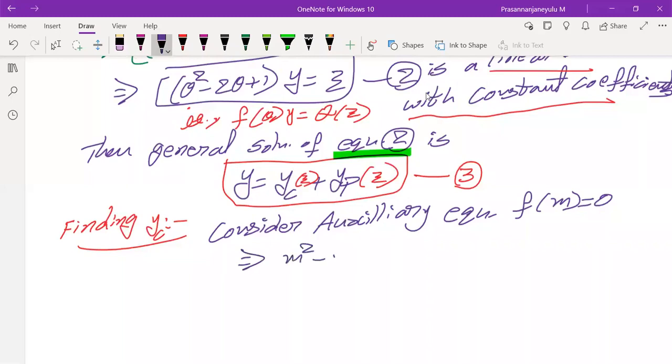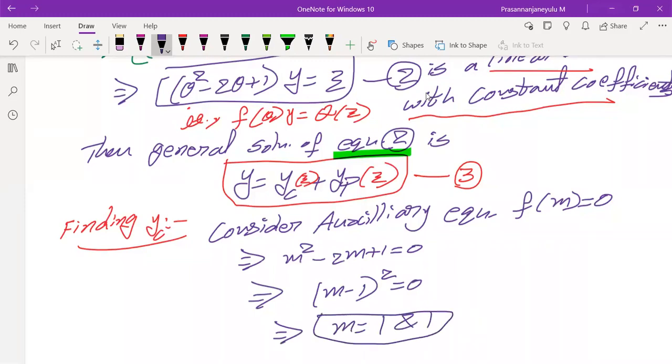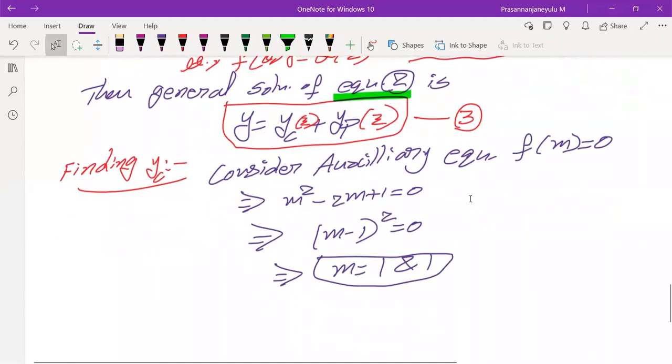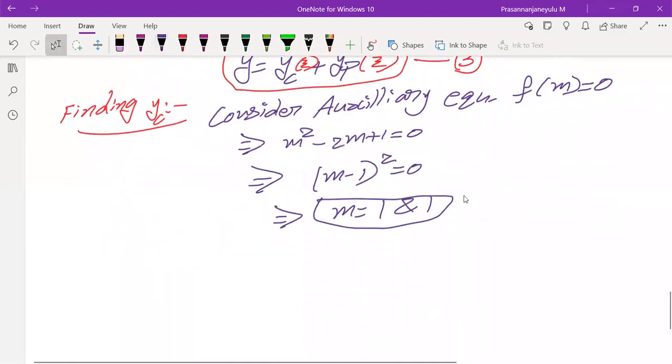We'll get m square minus 2m plus 1 equals 0. Then finding the roots, it can be written as m minus 1 whole square equals 0. Then m equals plus 1 and plus 1. So two roots exist, both real, and the roots are repeated. Then what is yc? Therefore yc equals c1 e power m1z plus c2 e power m2z, but here the roots are repeated.